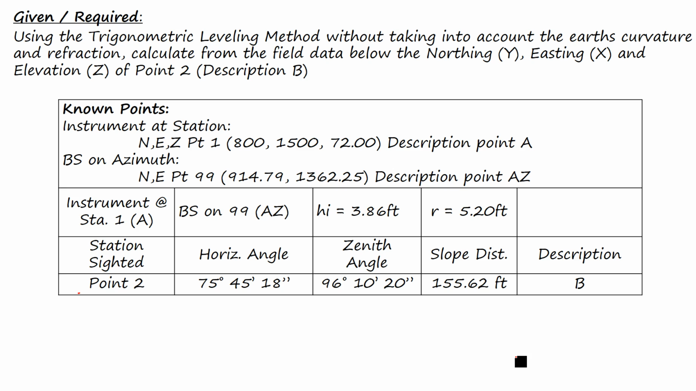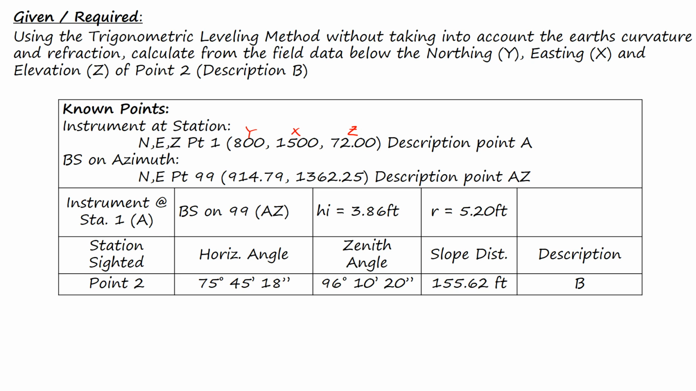So we have a known point, point 1, that's where our instrument's at, and it has a northing, easting, and z elevation of 800 for the northing. The easting is going to be 1500 and the z elevation is 72. Notice that it is northing, easting, and z elevation. So we're actually saying y, x, and z. Just remember the order that we're putting these in.